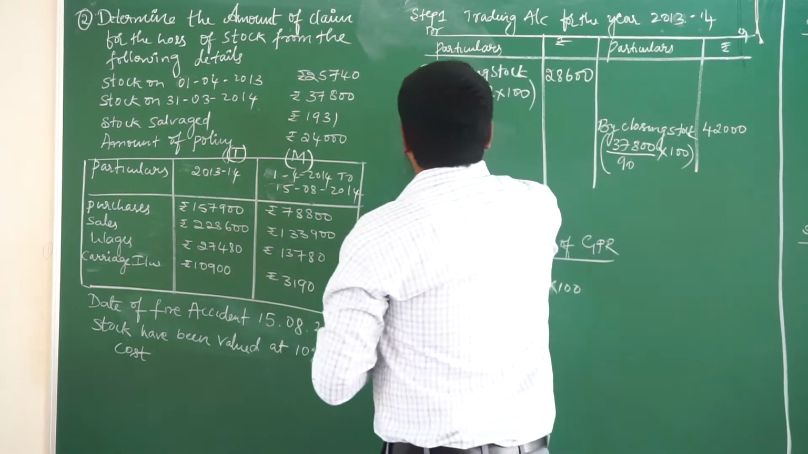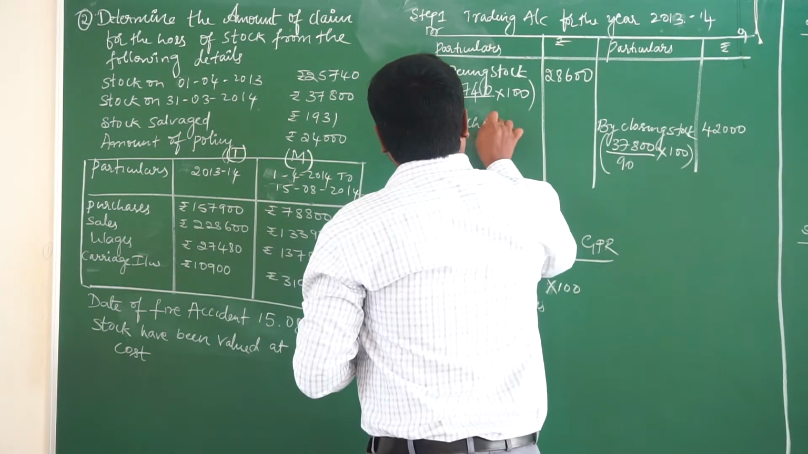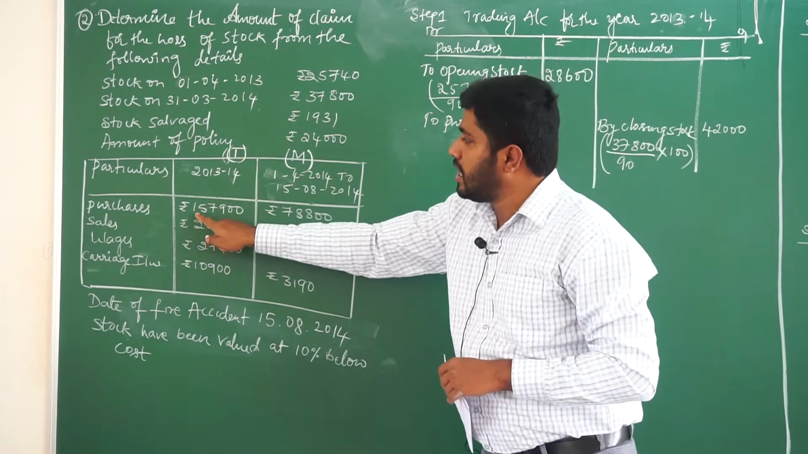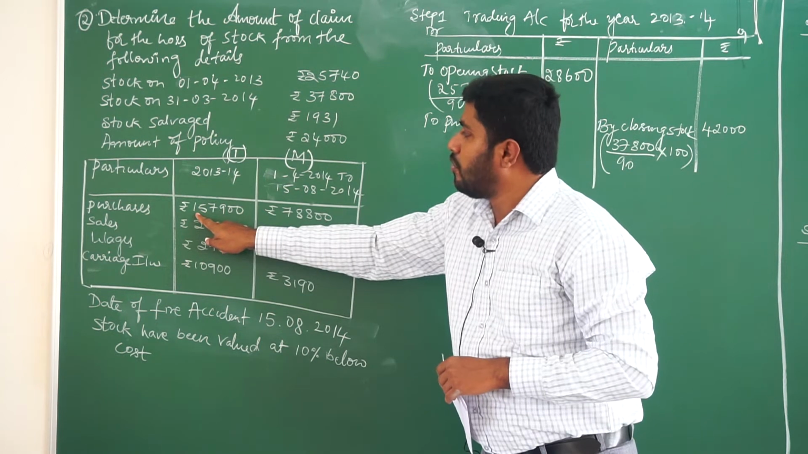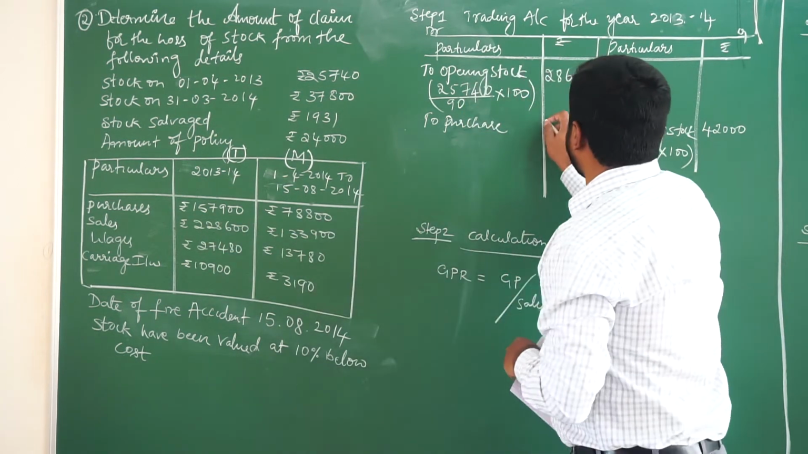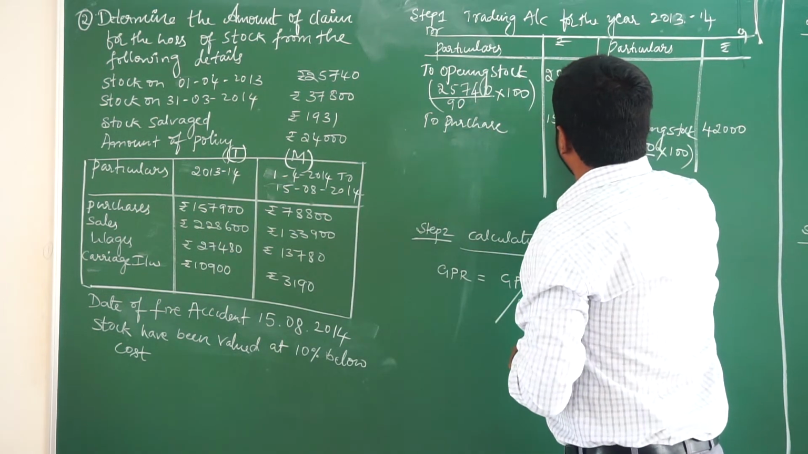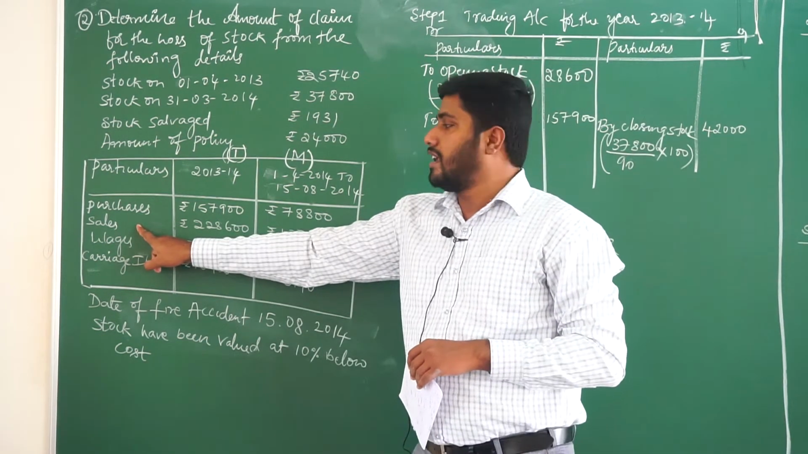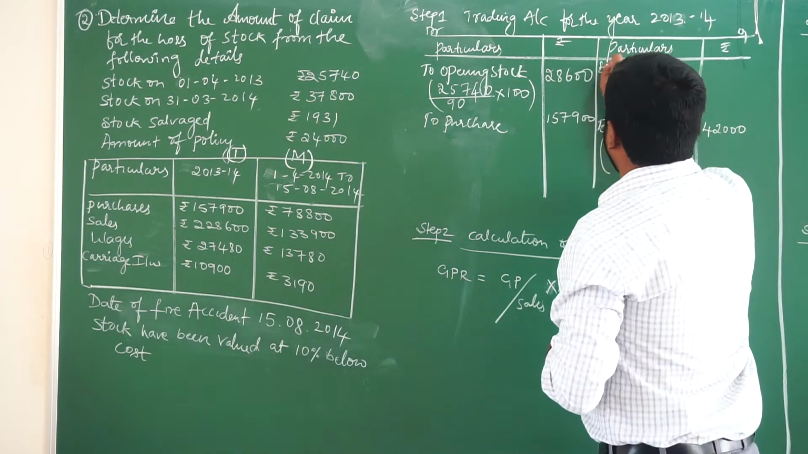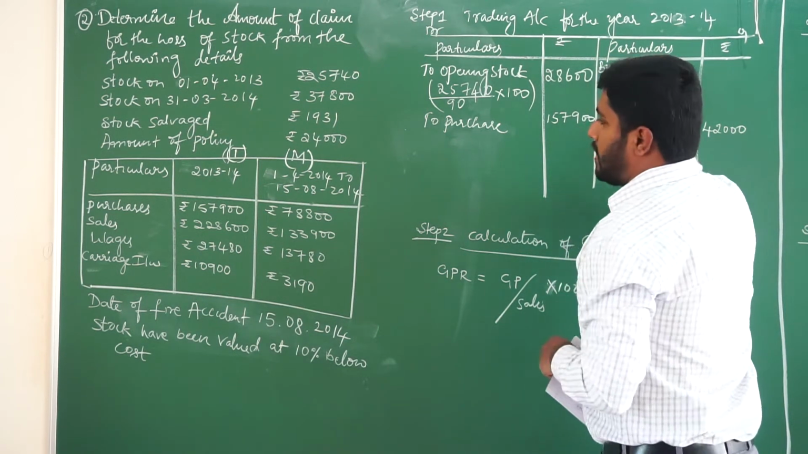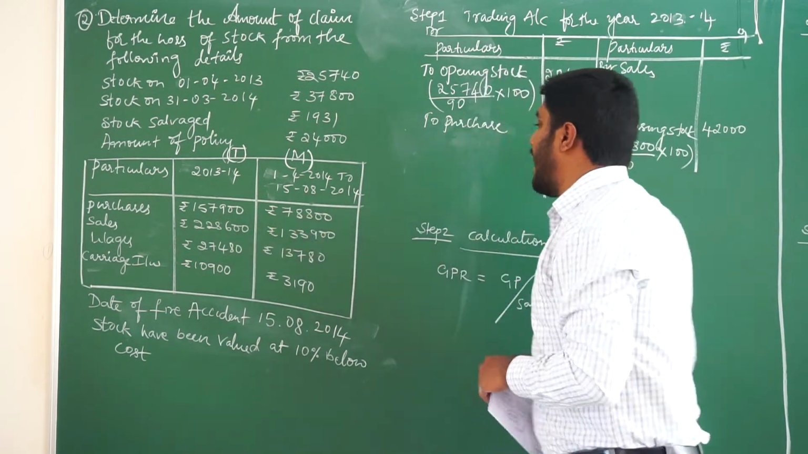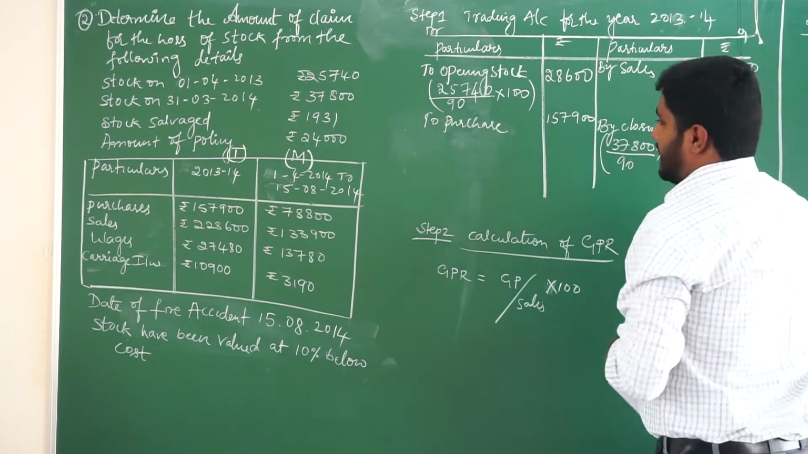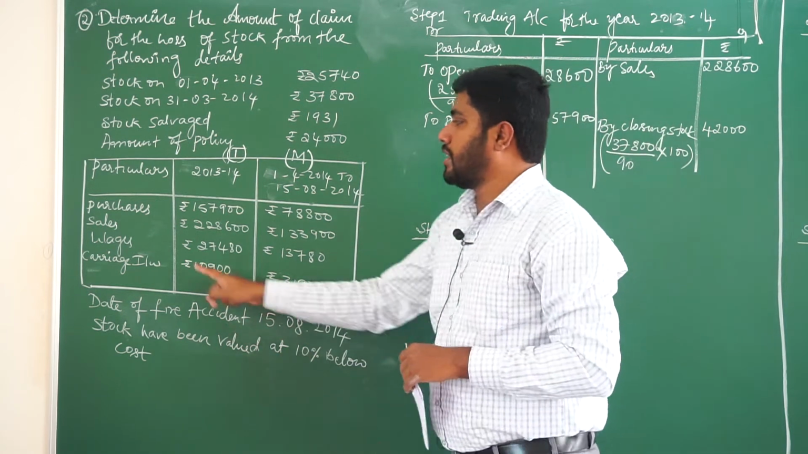To purchase, and we are preparing trading account, so refer to the previous year. How much in the previous year is the purchases? 1,57,900. And the next transaction, sales, is always credited by sales. How much sales? Rupees 2,28,600. And the next one, wages.